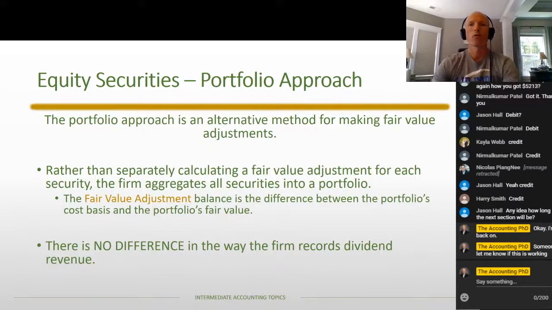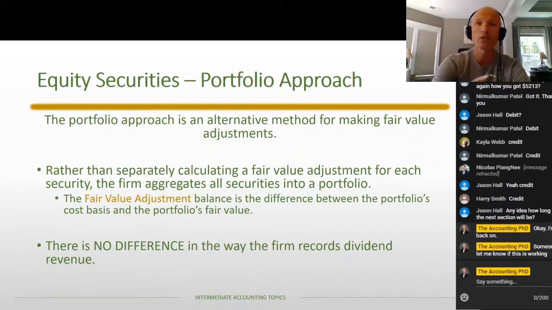All right, let's talk about the portfolio approach for equity securities. So just like the debt securities, you can use the portfolio approach for making fair value adjustments. And again, similar to what we had done before, rather than having a fair value adjustment for each individual security, you have a fair value adjustment account that applies to the entire portfolio. And so again, the difference then between the fair value of the portfolio and the cost of the portfolio becomes the fair value adjustment account balance. Again, no difference in the way that dividend revenue is recorded. It's just in the way that we handle the fair value adjustments.